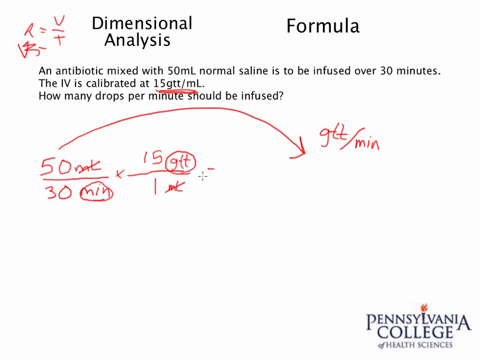So up top, if we were to take 50 times 15, we're going to put that in the calculator. We get 750. The unit in the numerator we see here is drops. So 750 drops. And in the denominator, we'll have 30 times 1, which is 30. And the unit is minutes. When I divide 750 divided by 30, I get 25. And my unit is drops per minute.